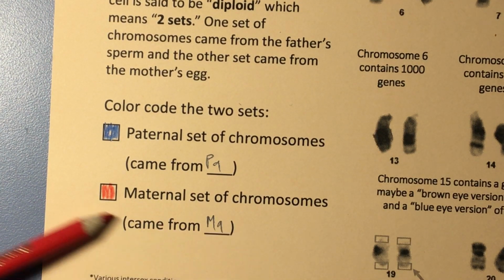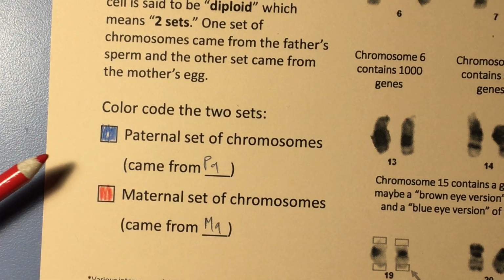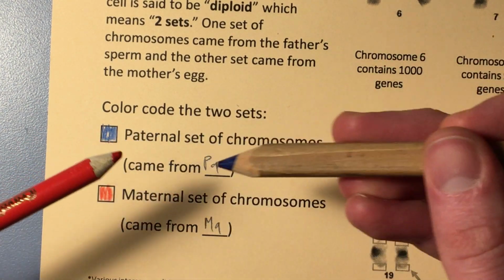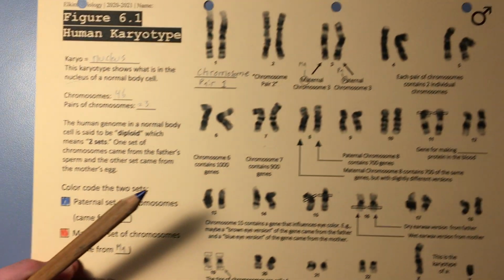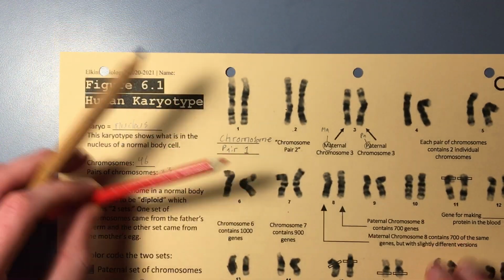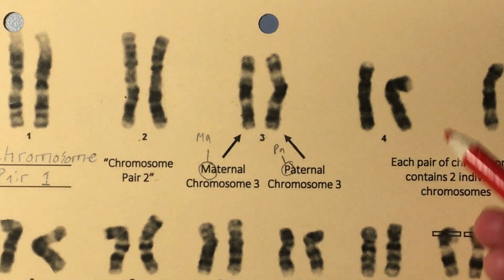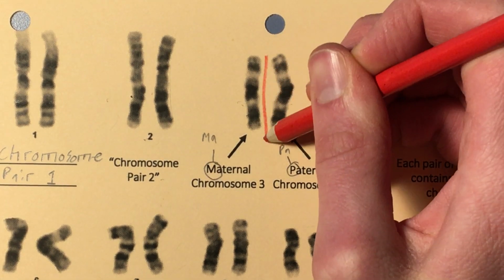Okay, paternal and maternal, I'm going to use red. We're going to use these colors for the rest of the unit, so try to have something red or blue to do these with, okay? So let's color code our sets here. So the maternal, we're just going to color code red.